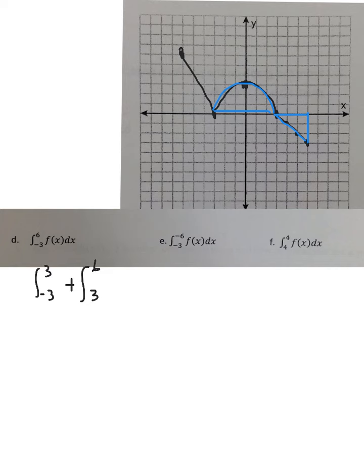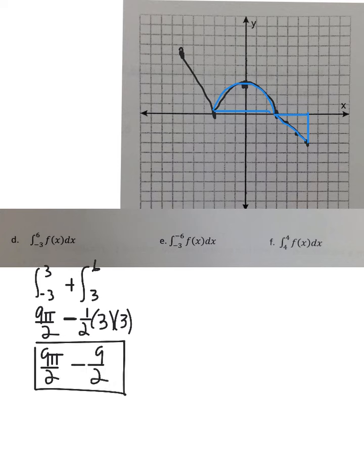All right, so -3 to 3 we know is 9 pi over 2. And I'm going to make this minus because that triangle is underneath the x-axis, and I've got 1/2 of 3 times 3. That leaves me with 9 pi over 2 minus 9 over 2. And we can just leave it like that.